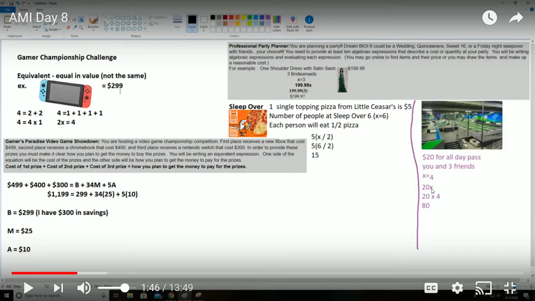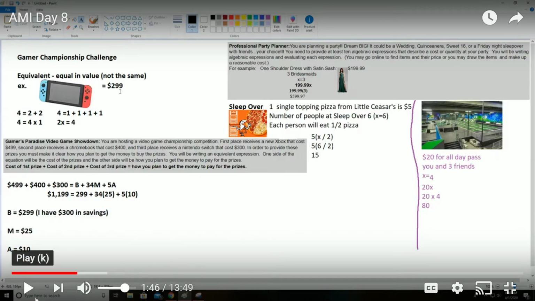So if you say 20 times x, and then we actually go in and substitute x equals 4, we say 20 times 4. So this is a multiplication symbol. I'm not bringing the variable down, and maybe that was a part that was confusing. I'm literally just saying 20 times 4, because now we're assigning the value of 4 to the variable x. See, x equals 4. So 20 times 4 is 80. That means it would cost $80 for everybody to go to the trampoline park.